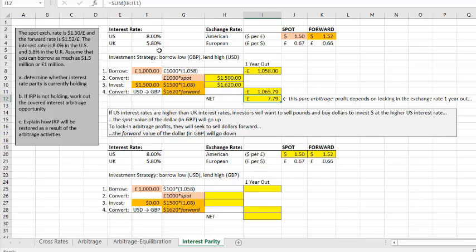So if you had the means of borrowing and then investing, you could potentially pursue this. It's risk-free. It's pure arbitrage profit if all the numbers work out, and here they indeed do.